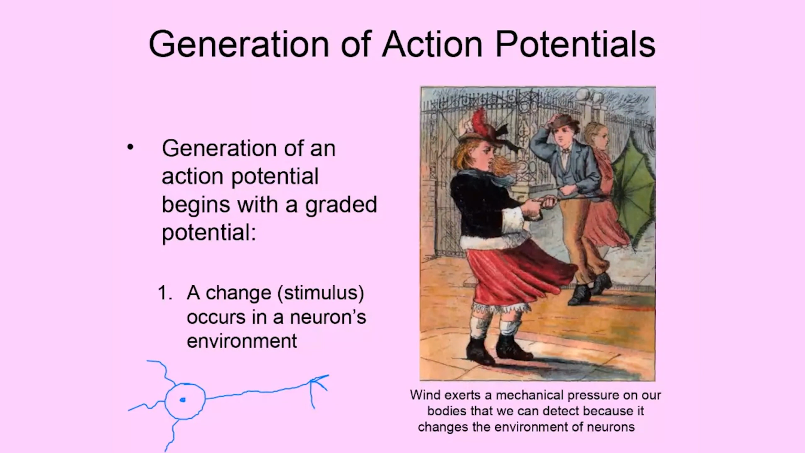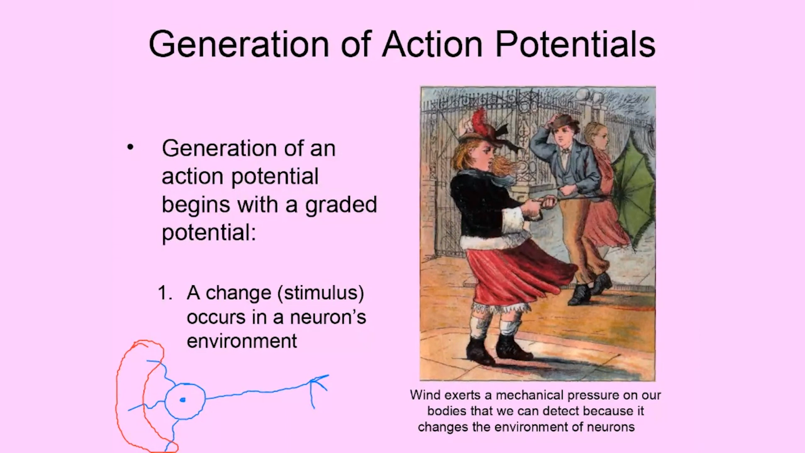And what causes a graded potential to develop is a change or stimulus that occurs in the neuron's environment. So when we're talking about a change or a stimulus occurring in a neuron's environment, the dendrites are the receptors for a neuron. So this would be a change that's happening out here, in this area that I've outlined for you in red.